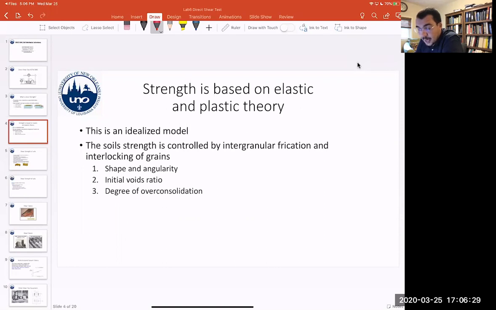It depends on the shape and angularity of the particles themselves, the initial void ratio, so how compacted or how loose the material is that you're starting with, and the degree of over-consolidation, which we'll talk about in detail when we get to consolidation, which is the next lab.